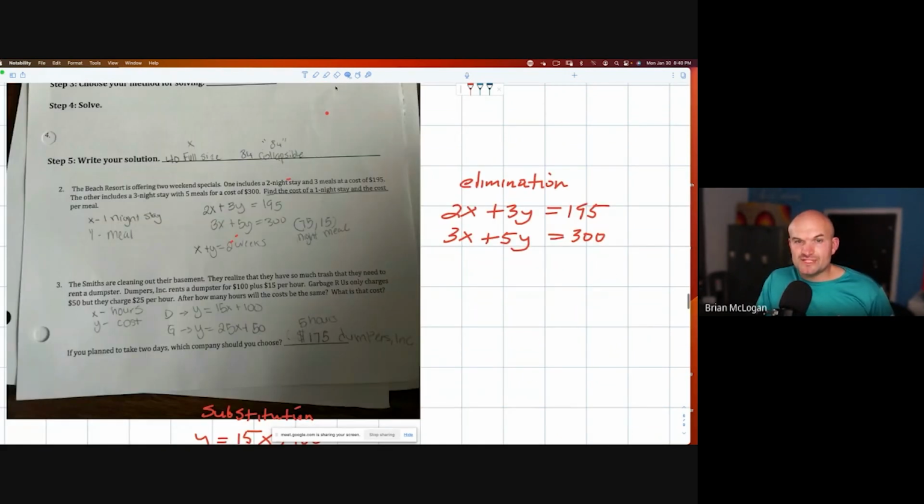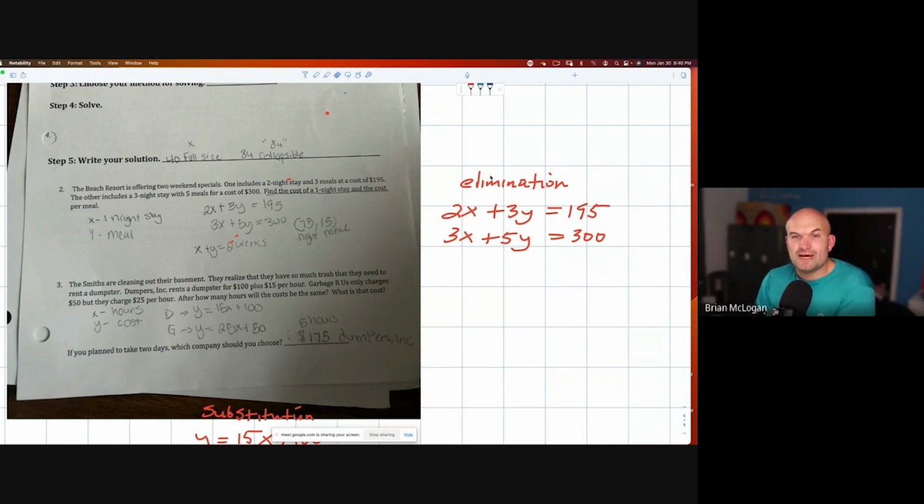So when we have numbers in front of our X's and our Y's, what we've got to do is say, all right, I've got to get rid of one of these. Now, the problem is you can't just add these together, because if you add these together, you get 5x plus 8y equals 495. No 0 happened. Do you agree? Yes. So what we've got to do is multiply by a scalar.